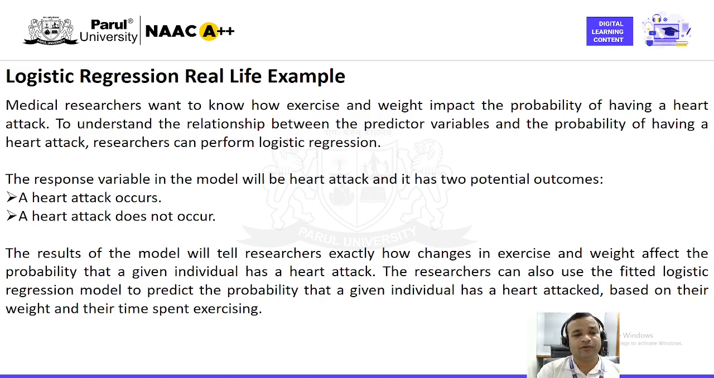The results of the model will tell researchers exactly how changes in exercise and weight affect the probability that a given individual has a heart attack. The researcher can also use the fitted logistic regression model to predict the probability that a given individual has a heart attack based on their weight and their time spent on exercise.